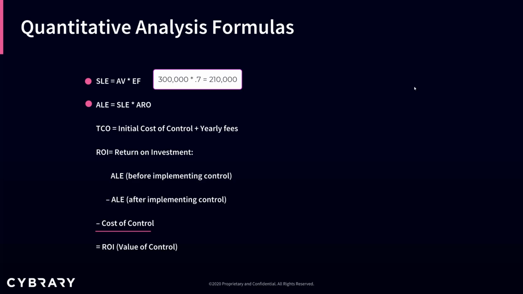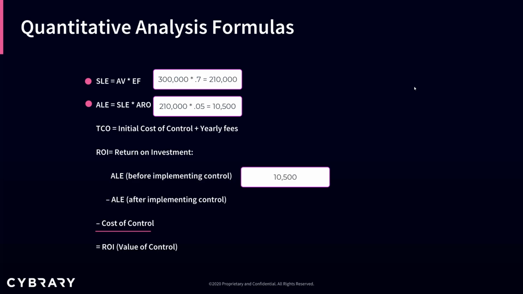Okay, so how often does that happen per year? Let's say that happens once every 20 years. So that's 0.05 for the annual rate of occurrence. The next formula is annual loss expectancy equals single loss expectancy multiplied by the annual rate of occurrence, that means $210,000 multiplied by 0.05, which equals $10,500. So the annual loss expectancy is $10,500 before you've implemented any controls.